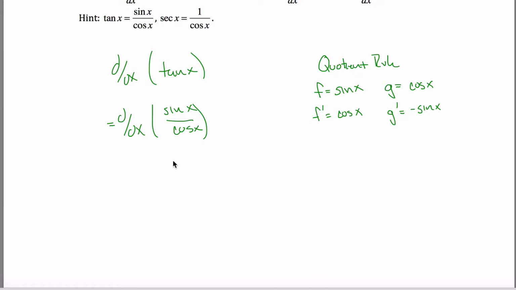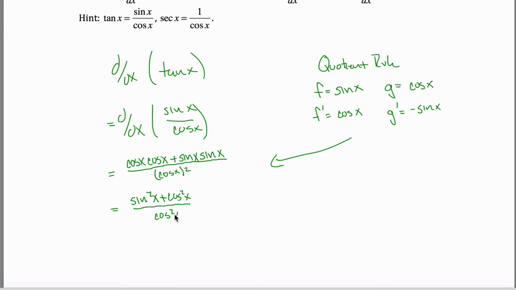So if we take all these pieces, we can apply our quotient rule to get that the derivative of f over g is f prime, so cosine of x, times g, which is cosine of x, minus g prime, minus a negative, so I'll just write plus, sine of x times f, sine of x, all divided by g squared, so cosine of x squared. So really up in the numerator, I got sine squared x plus cosine squared x. And in the denominator, I got cosine squared x.